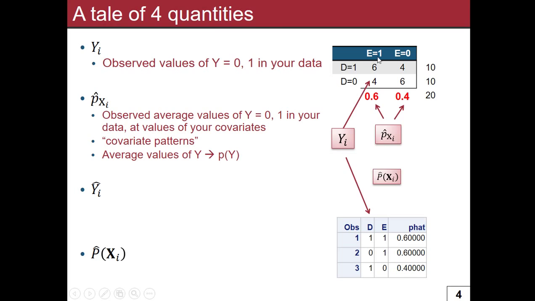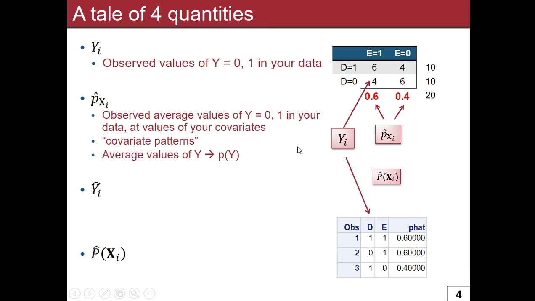So the x variable here, we only have one x variable, it's exposure. At exposure 1, this is the observed probability, and here it is for exposure 0, okay? It turns out this is also equal to the average value of y, because there's 6 times 1 and 4 times 0, divided by 10, and you get 0.6. This is the mean of all the zeros and ones for this column, 0.6. It's the same thing. So it says the observed average values in your data. The proportion is the mean of the zeros and the ones.